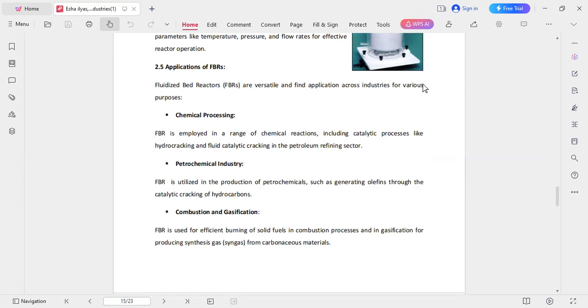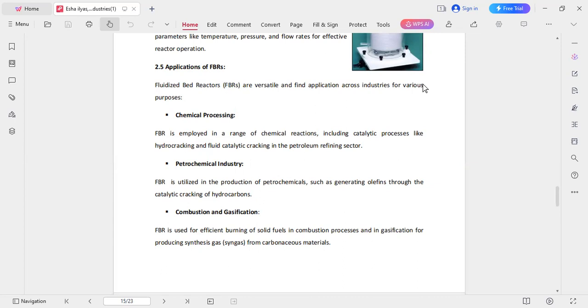Now, I'll tell you about the applications of fluidized bed reactors in different chemical industries. Fluidized bed reactors are versatile and find application across industries for various purposes. Number one, chemical processing. Fluidized bed reactors are employed in a range of chemical reactions, including catalytic processes like hydrocracking and fluidized catalytic cracking in the petroleum refining sector.